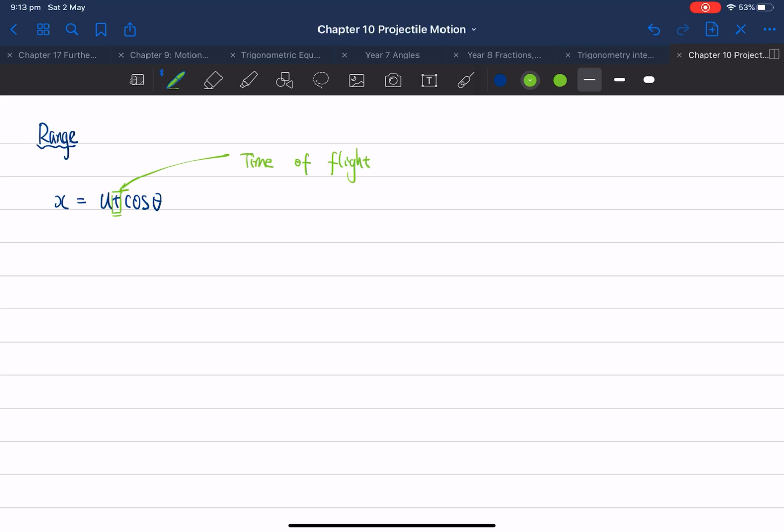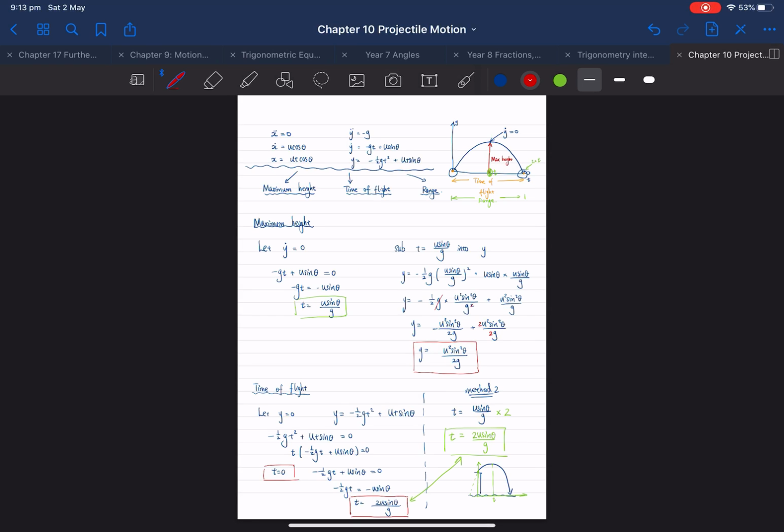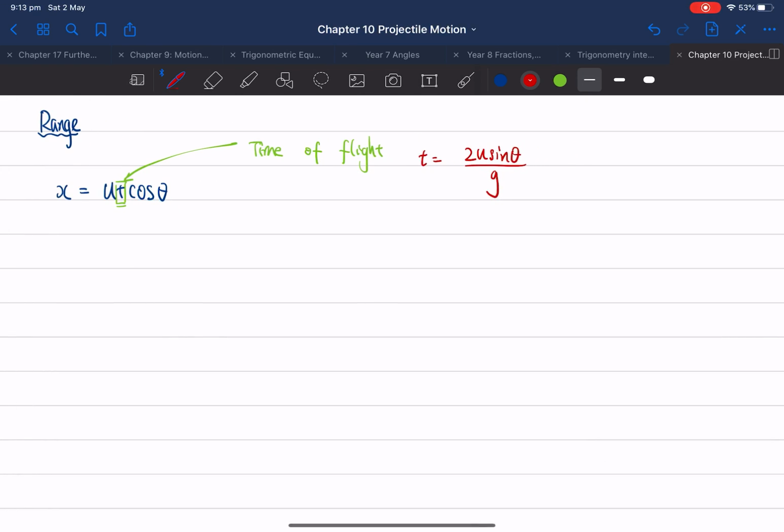If we know the time of flight, and in this case the time of flight is what? t is equal to 2u sin theta over g. Let me just double check if that's correct. 2u sin theta over g, yes. So now what we need to do is just simply do a substitution. So we've got u cos theta times 2u sin theta over g.